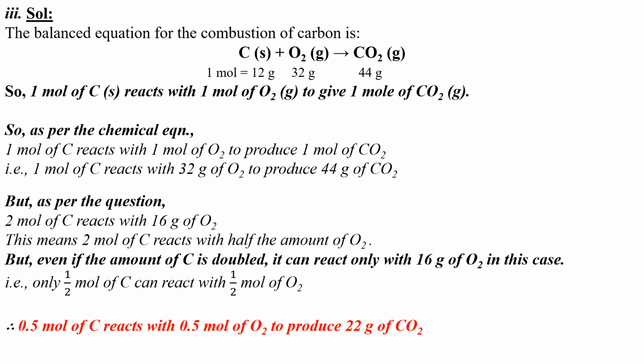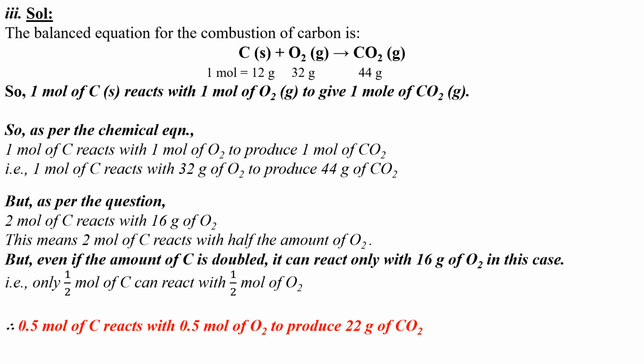Coming to the last and final part of this question, the third situation. 2 moles of carbon reacts with 16 grams of dioxygen to produce X amount of carbon dioxide. You are asked to calculate the amount of carbon dioxide produced when 2 moles of carbon react with 16 grams of dioxygen. As usual, write the chemical equation and balance it. Now express it in terms of moles and write the corresponding molar masses under each reactant and product.